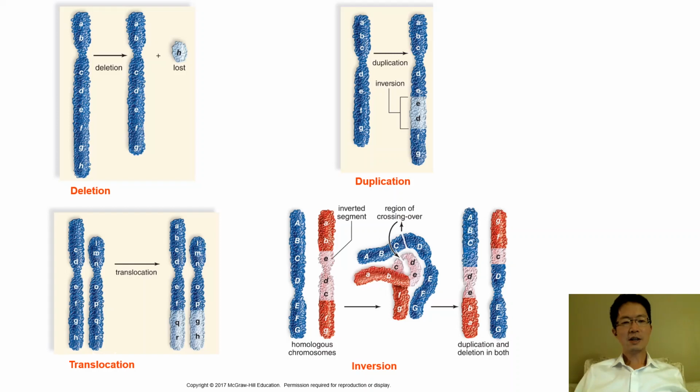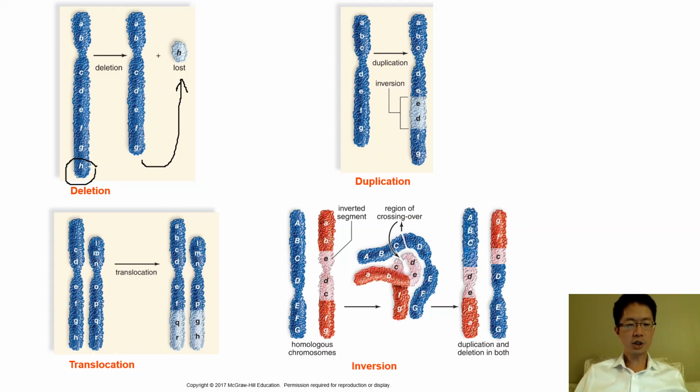Okay, let's take a look at each case. Deletion is very simple. The gene H here, after the meiosis, just disappears. It is lost. So part of the chromosome is lost, and the entire chromosome becomes shorter. That's why we call it a chromosome break.